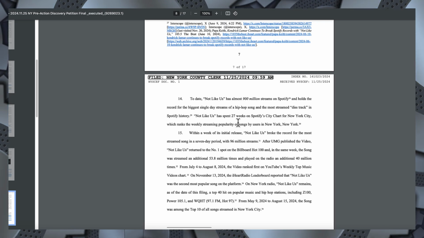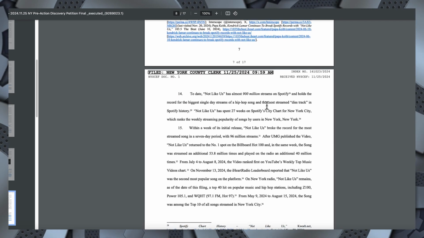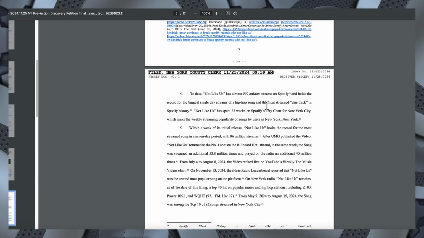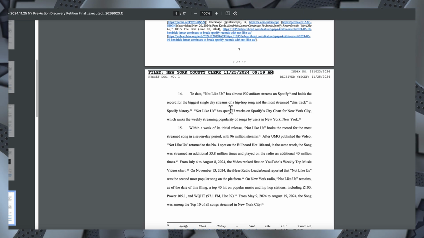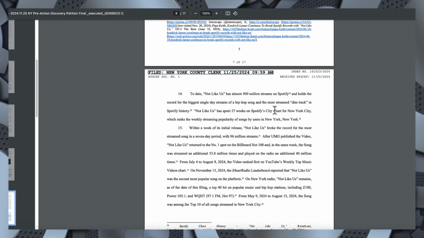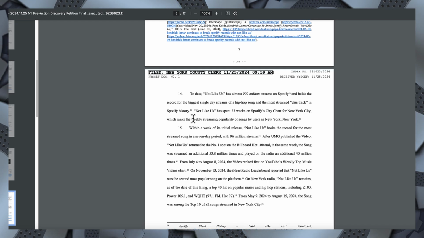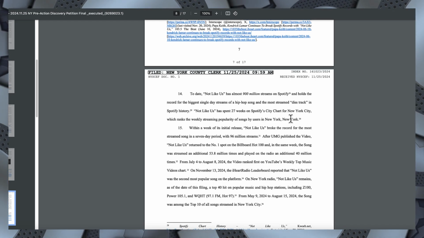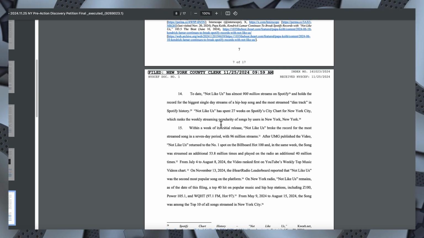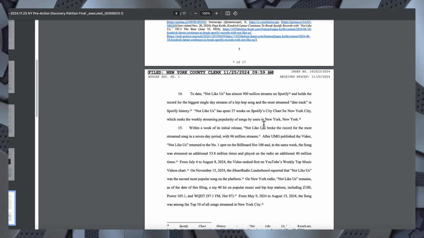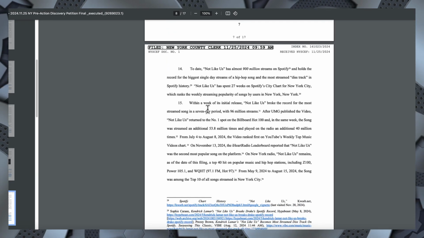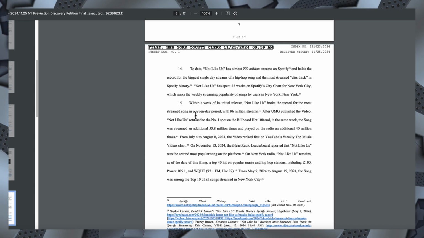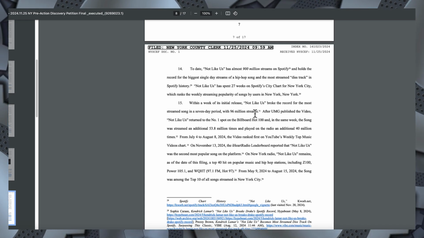To date, Not Like Us has almost 900 million streams on Spotify and holds the record for the biggest single-day streams of a hip-hop song and the most streamed diss track in Spotify history. Not Like Us has spent 27 weeks on Spotify's City Chart for New York City, which ranks the weekly streaming popularity of songs by users in New York, New York. Within a week of its initial release, Not Like Us broke the record for the most streamed song in a 7-day period with 96 million streams.